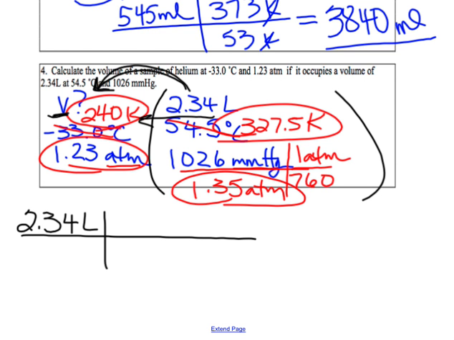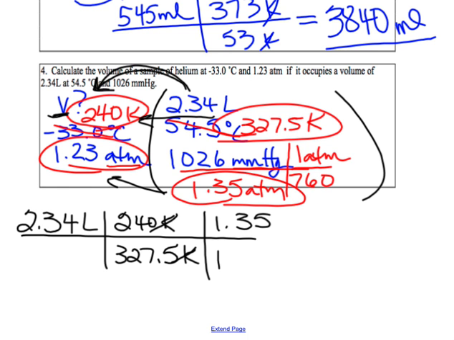Temperature decreases, what happens to volume? It decreases, so I'm going to multiply by a ratio of 240 over 327.5. So my Kelvin cancel. Now I'm done with temperature. Forget about it. Now I'm looking at pressure. Pressure, though, decreased. When I decrease pressure, what happens to volume? Volume increases. So I'm going to multiply by 1.35 over 1.23. And it's doing the opposite thing.